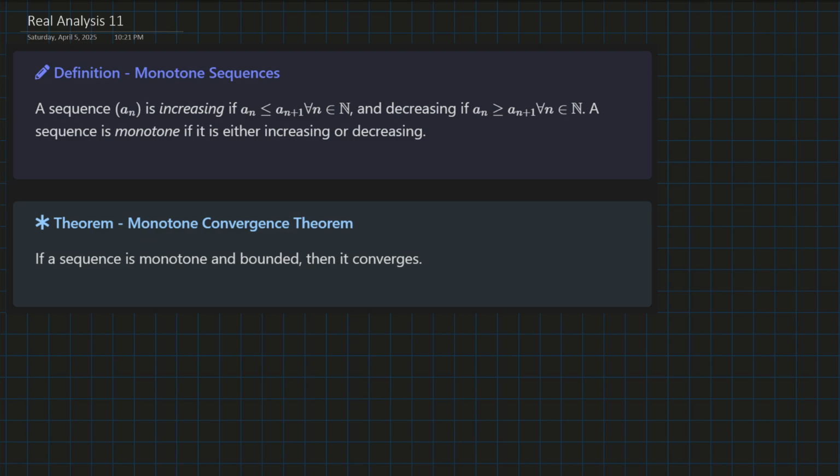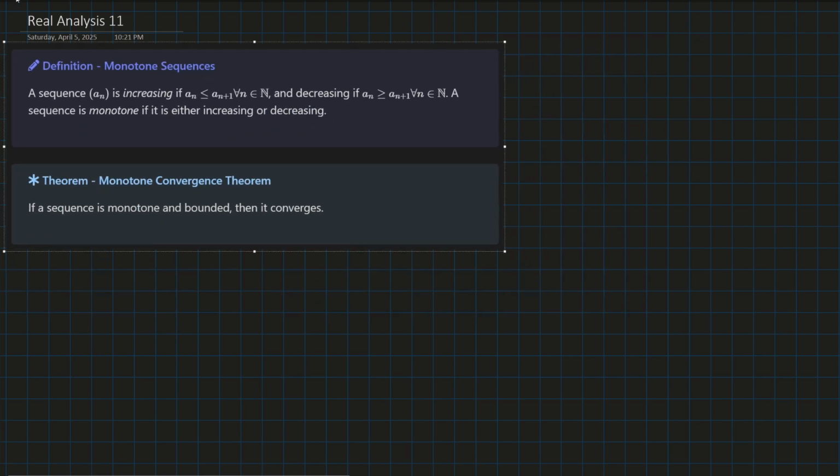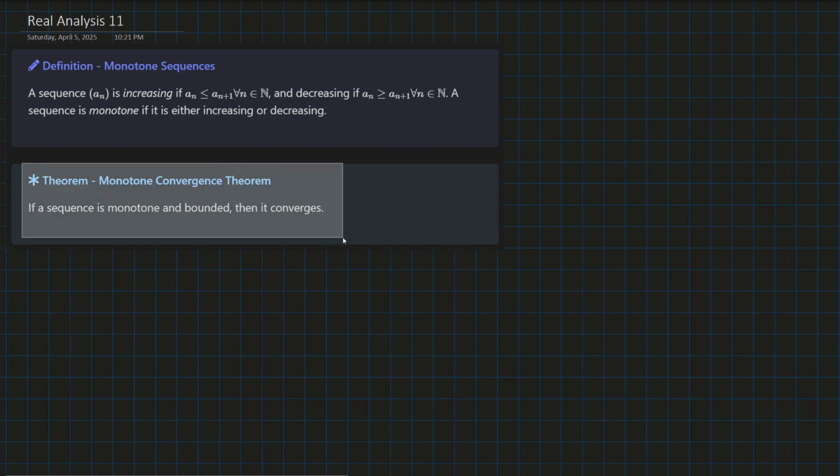Hello everyone, in this video we're going to be proving the monotone convergence theorem, which is essentially another characterization of completeness in R. And so the statement of the theorem is this, which is to say that if a sequence is monotone and bounded, then it converges.